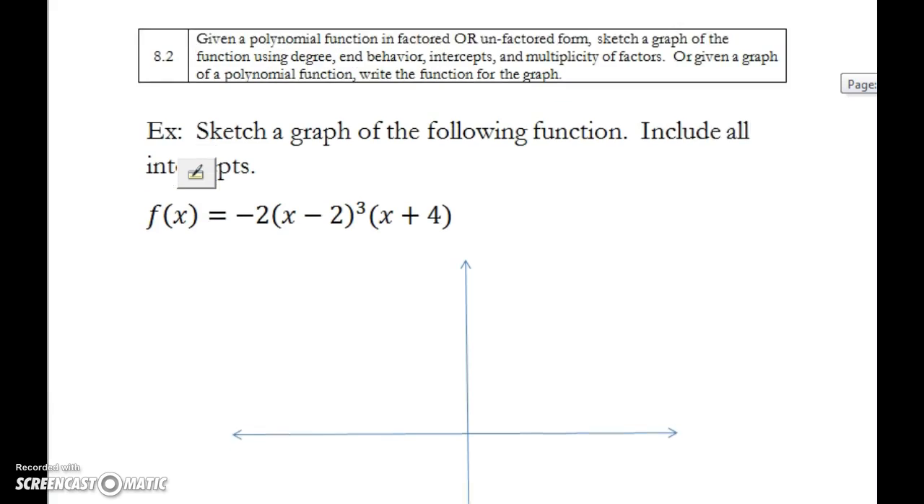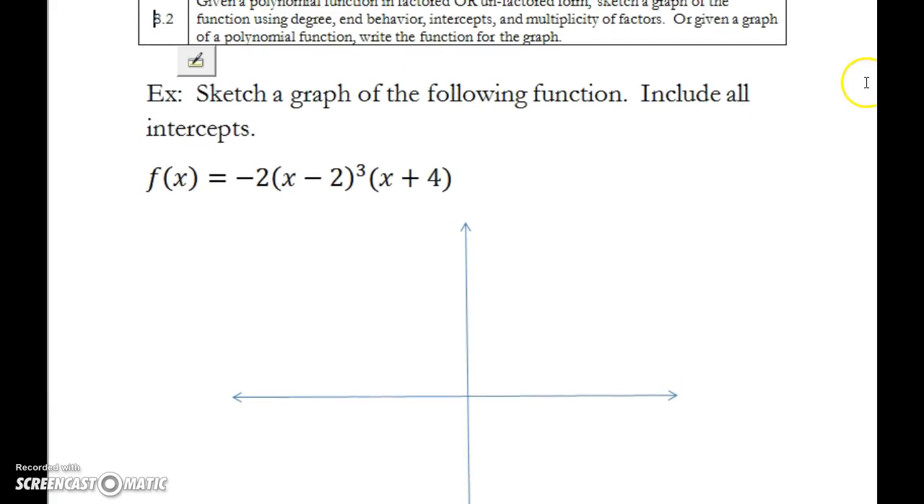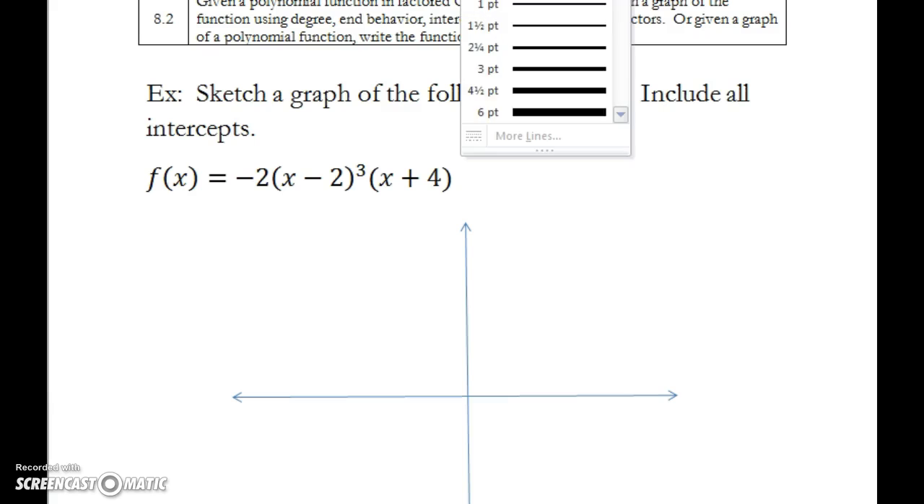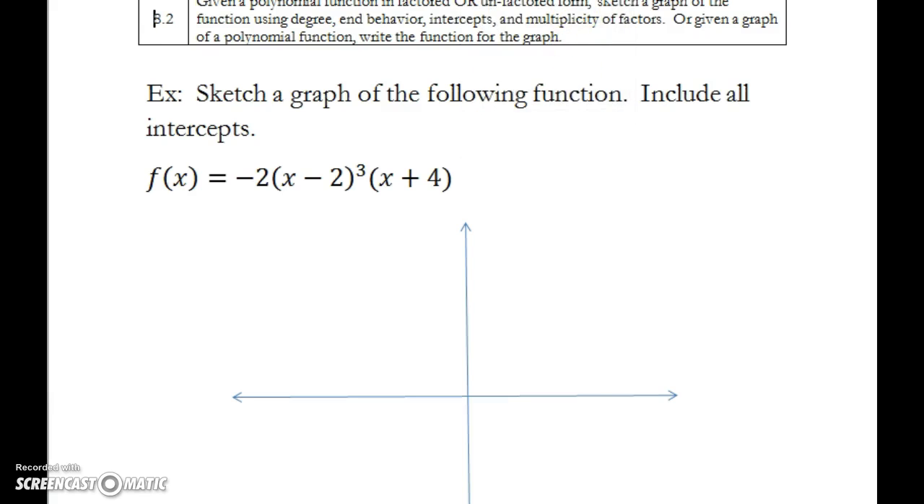We have an equation, we want to sketch its graph. So we want to figure out what the end behavior is, we want to figure out what the intercepts are, and we want to figure out what's happening at the intercepts. So let's start with end behavior. In order to determine the end behavior, we need to know what the degree of the polynomial function is and whether the leading coefficient is positive or negative.